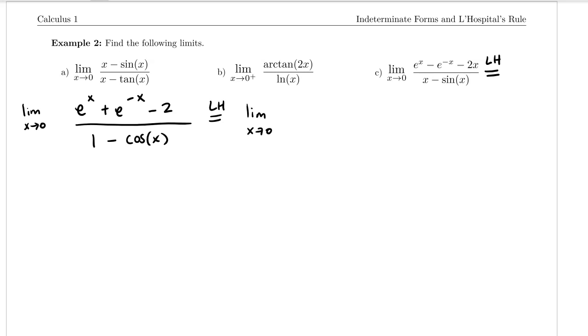So I have the limit as x approaches 0 of e to the x minus e to the negative x. The derivative of minus 2 or negative 2 is 0, so I don't have anything there. And then the derivative of 1, that's a constant, so that's going to be 0. And then the derivative of negative cosine, that is going to be sine.